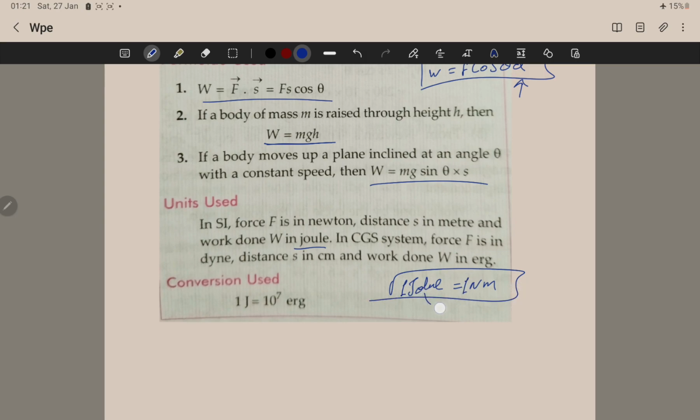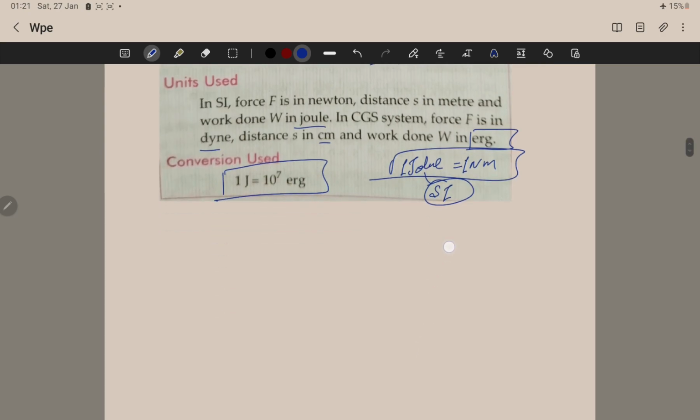This is in SI unit, and in CGS the unit of force is dyne and displacement in centimeters. So the CGS unit of work is erg, and there is a conversion: 1 joule is equal to 10 raised to power 7 erg.